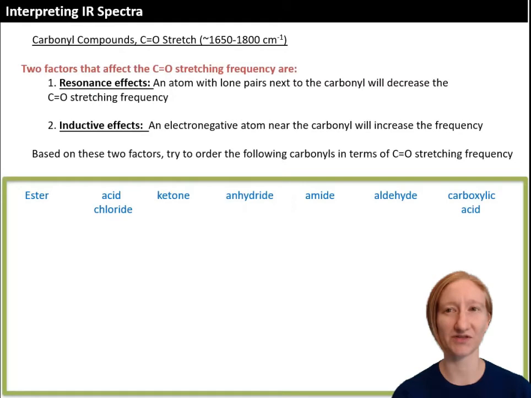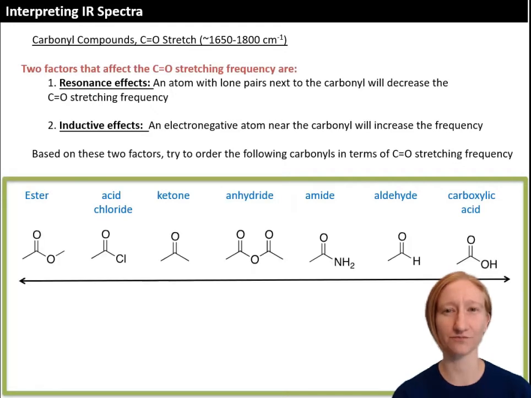So now, considering those two factors, let's try to order the carbonyl compounds shown here in terms of carbon-oxygen stretching frequency. In order to do this, we first need to remember our functional groups and draw out the structures. Then we should think about which carbonyls have resonance effects that might decrease the carbon-oxygen stretching frequency, and which carbonyls have inductive effects that might increase the frequency.